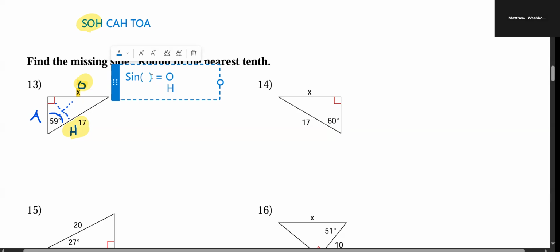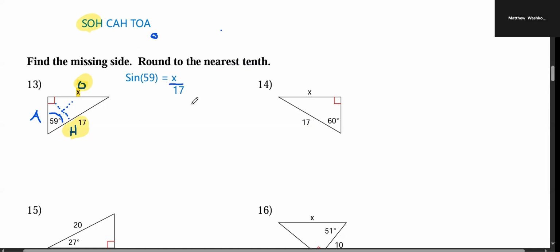Now in this case, my angle, it tells me it's 59. If it didn't tell me, I would have to put a blank angle in there. But it does, so I'm leaving it as 59. My opposite in this case is just x. So that's what I'm trying to find. And my hypotenuse is 17.